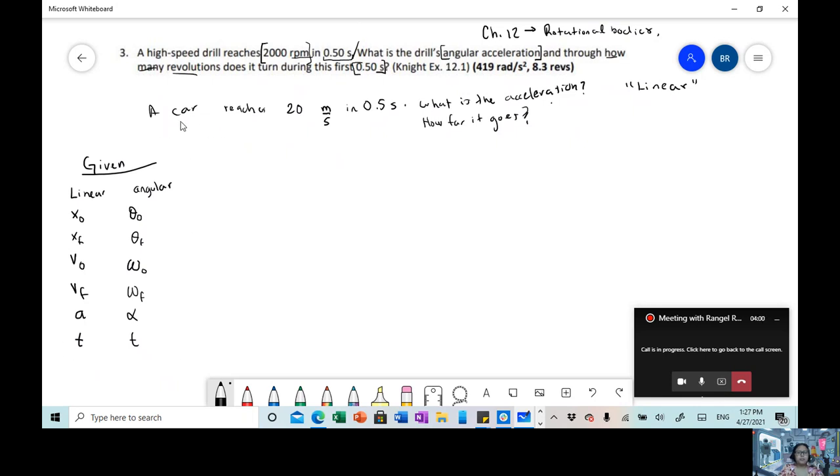So for the linear case, distance initial is zero, we don't know where it ends. Velocity initial is zero, final is 20, acceleration we don't know, and time is 0.5. Those would be the units for linear. Now for angular, the initial angular position is zero, and we don't know where it ends. The initial angular speed is zero, the final is 2000 revolutions per minute, acceleration we don't know, and time is 0.5.